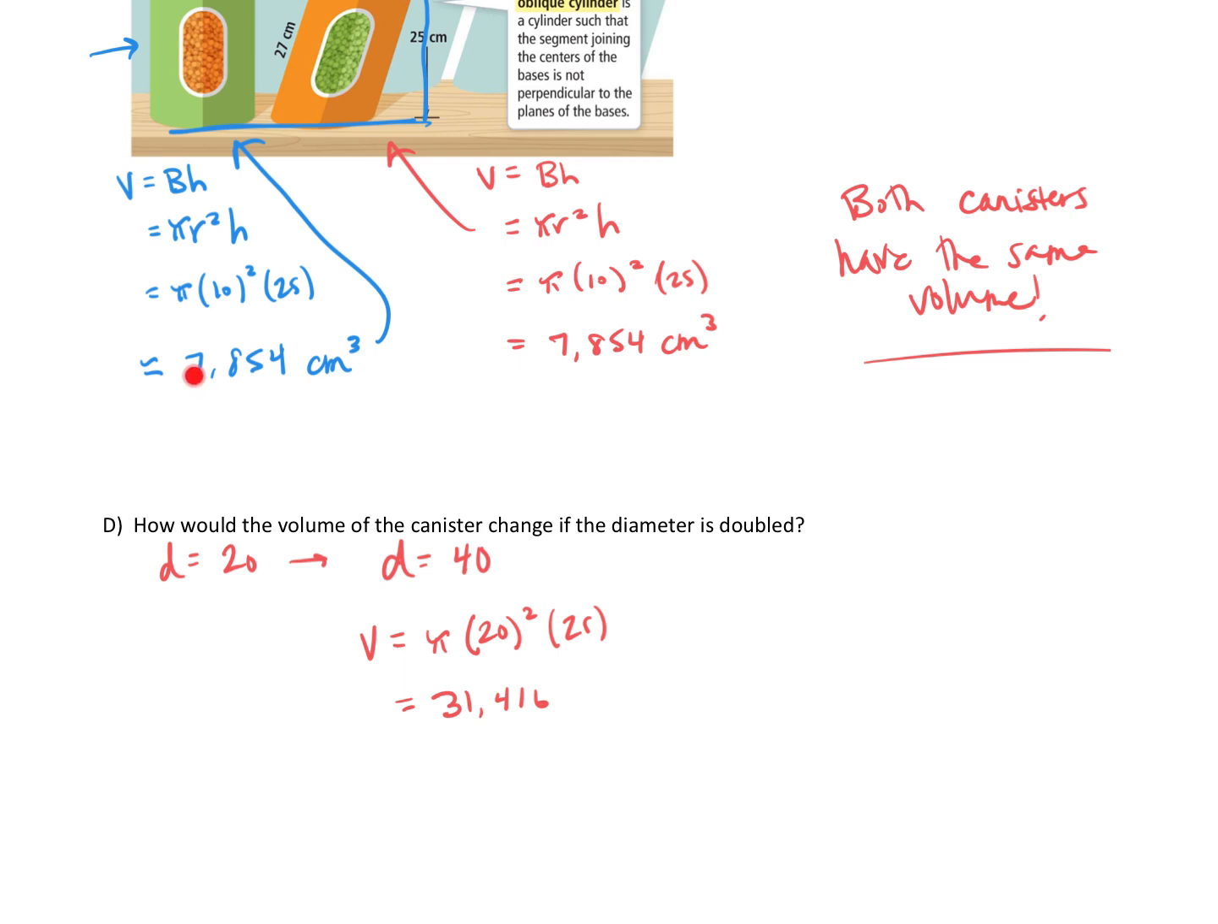It went from the 7,854 all the way up to 31,416. So how much did that increase by? Well, we can just quickly divide that out. If we take our 31,416, divide by 7,854, that gives us 4. So that means that the volume got multiplied by 4 to give us our new volume when all we did was double the diameter. So the volume increases by a factor of 4.